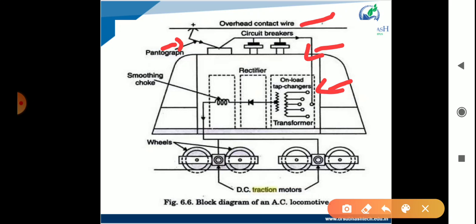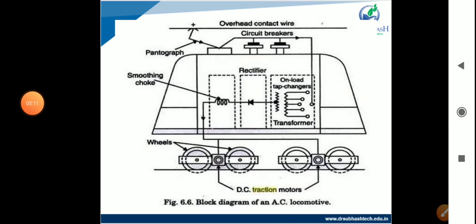The supply given to the rectifier converts AC to DC, and then it is given to our traction control, and that traction control controls the speed and gives supply to the DC traction motor. So this is the working of an AC locomotive.